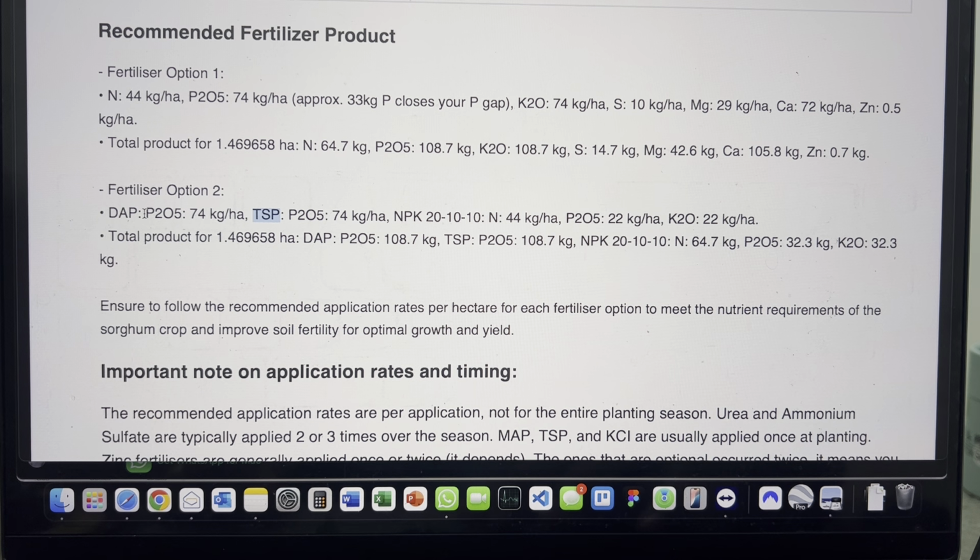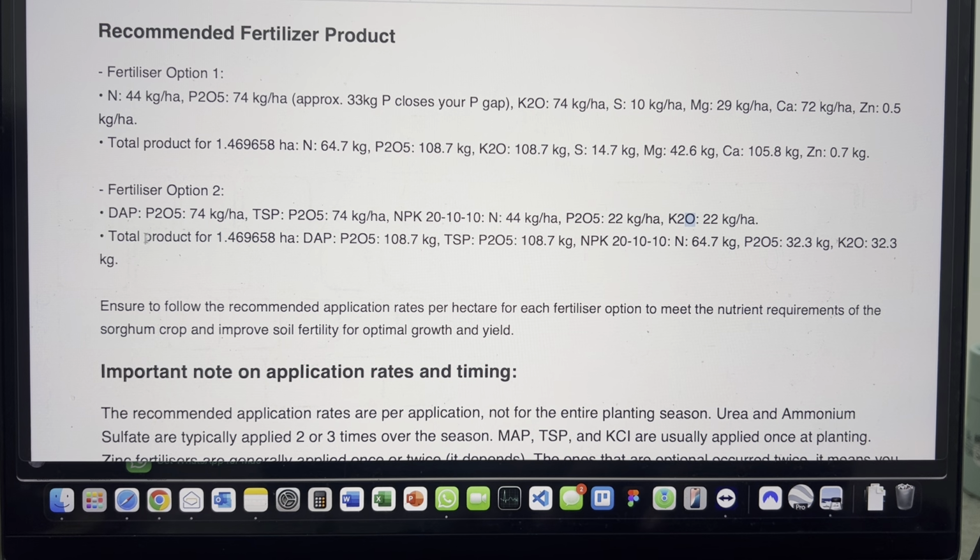Now notice that for each of them, it defines the amount of P in DAP. So just stay with me, all right? For DAP, you will need about 74 kilogram per hectare of this element that is inside. So this is a phosphate compound inside the DAP fertilizer. So don't worry about this. For TSP, this is the amount of phosphate compound in TSP. For NPK, this is the amount of nitrogen, the amount of phosphate, and the amount of muriate of potash.